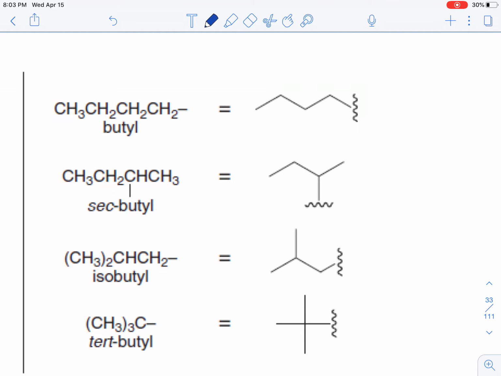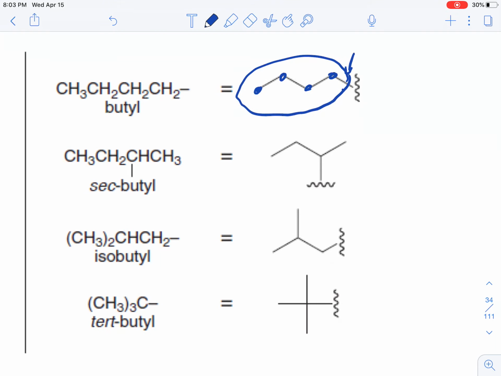And so once again, butyl has 1, 2, 3, 4 carbons. And this line here just represents the bond, the connection to the parent chain. There's also sec-butyl. Sec means that it's attached to the second carbon. So this is, for example, carbon 1, 2, 3, 4. Notice that the attachment is on the second carbon, so it's called sec-butyl. The reason it's butyl is because there are 1, 2, 3, 4 carbons on that substituent.